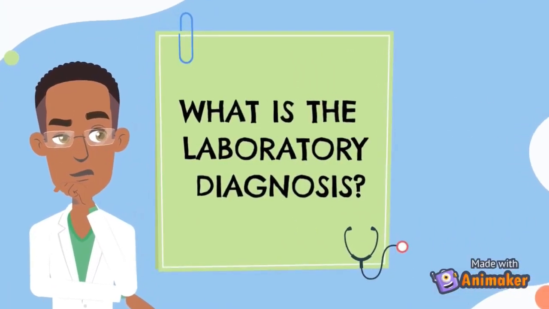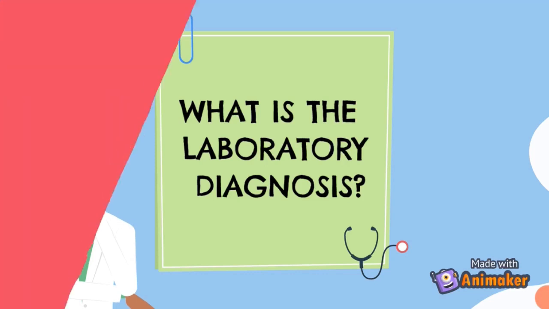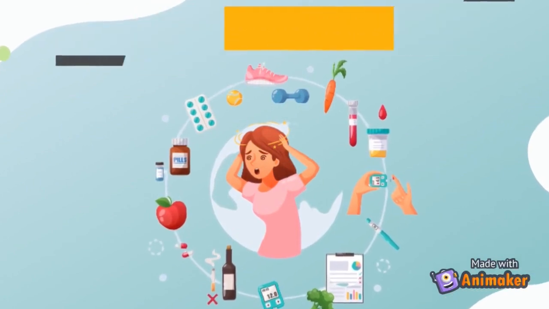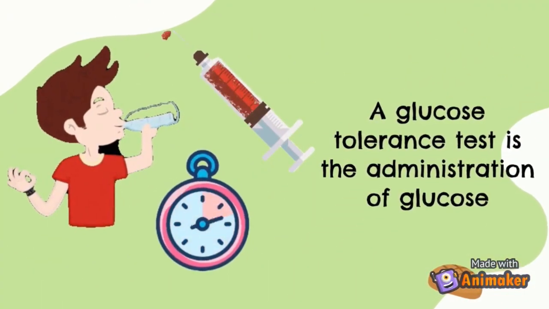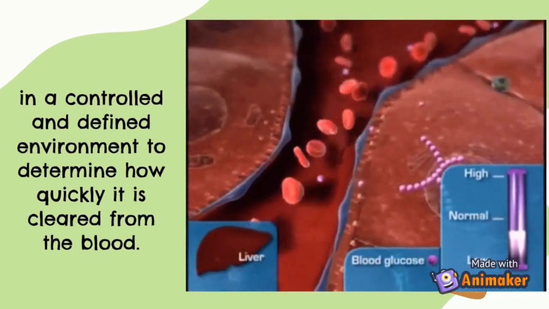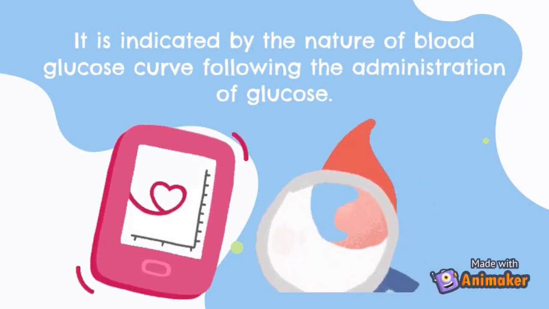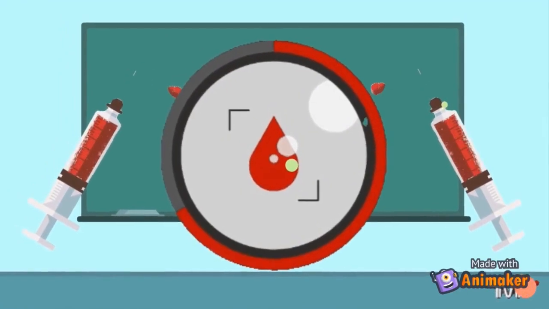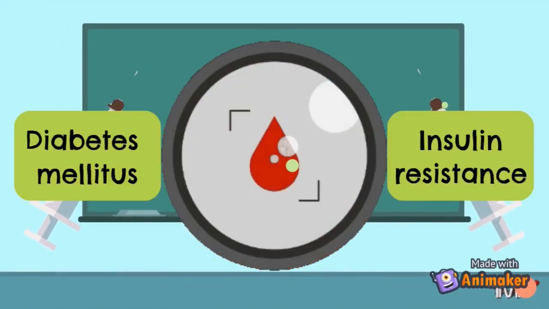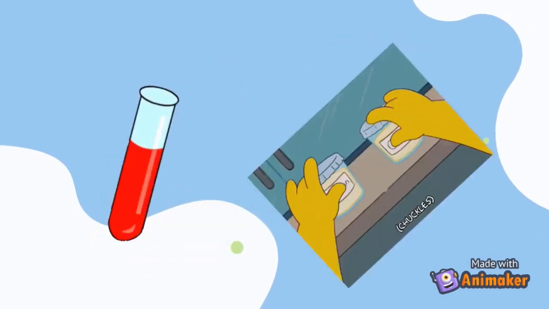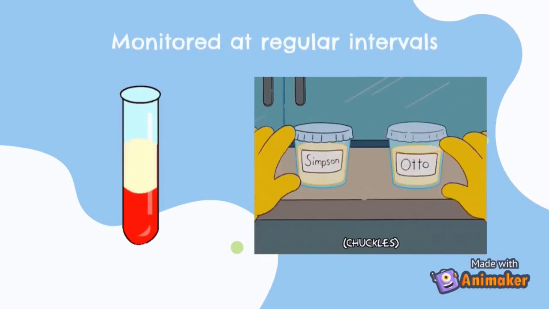So, what is the lab diagnosis for detecting diabetes mellitus? The oral glucose tolerance test, OGTT, is the most sensitive test for detecting borderline diabetes mellitus. A glucose tolerance test is the administration of glucose in a controlled and defined environment to determine how quickly it is cleared from the blood. It is indicated by the nature of the blood glucose curve following the administration of glucose. Therefore, the test is usually used to diagnose diabetes mellitus, insulin resistance and sometimes reactive hypoglycemia. Following a standard oral dose of glucose, plasma and urine glucose levels are monitored at regular intervals in order to measure tolerance under defined conditions.